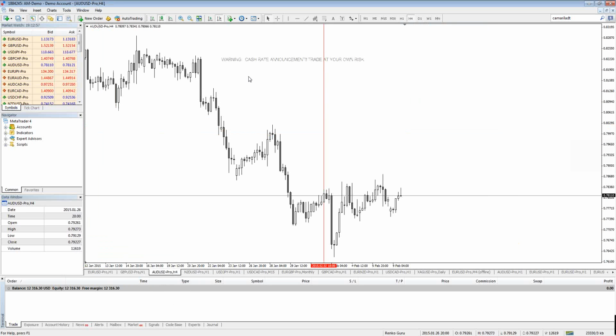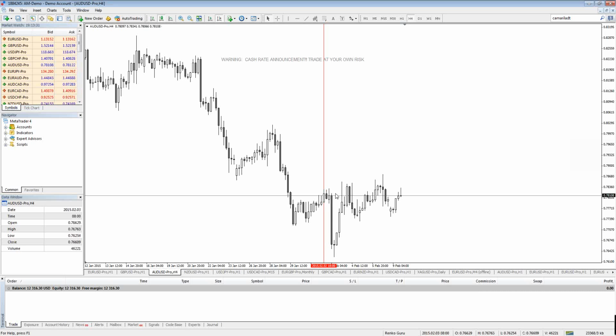Australian dollar. I said cash rate announcement, trade at your own risk. But I was pretty much right about the trend. So that is what I'm saying to you guys. If you see that I'm making a setup, and I say the trend is to the upside or to the downside, 90% of the time I'm correct about the trend. And the trend was really to the upside.